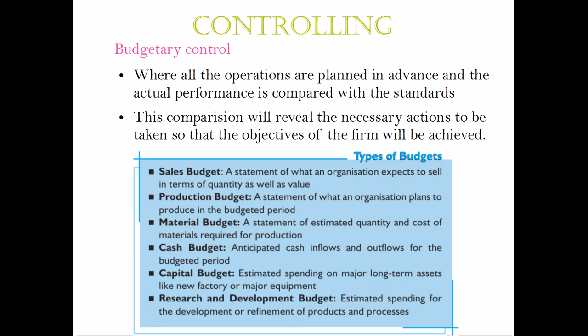Cash budget is the anticipated cash inflow and outflow, which means how much cash a company is expected to receive and how much cash a company will pay in the upcoming year. And capital budget is the estimated spending on major long-term assets. Long-term assets means fixed assets, for example, building, furniture and fixtures, machinery, and so on. If the company has to buy any of these assets, or build a new factory or major equipment, something that is a huge expense, it's called a capital budget.